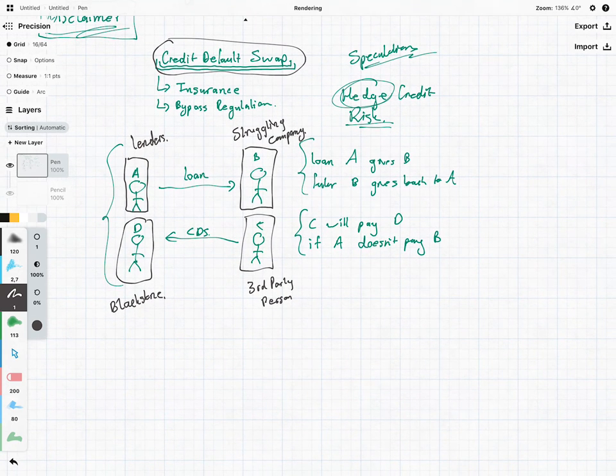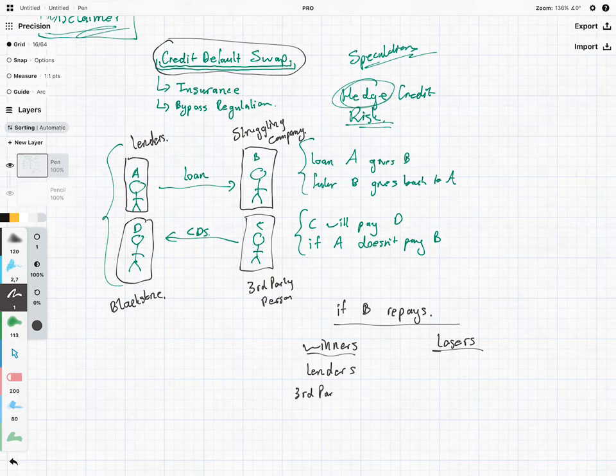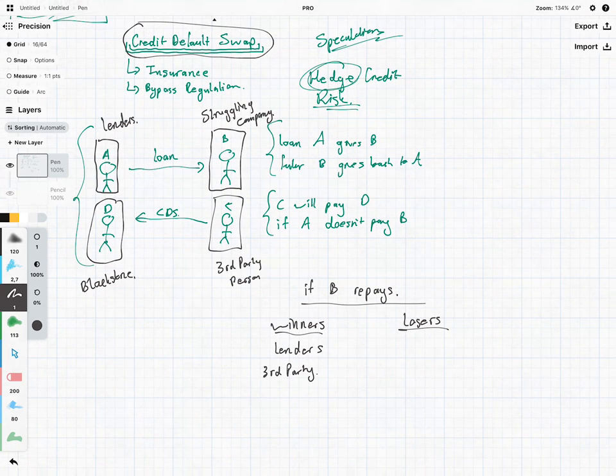And I'm just going to write it out here: if B, the struggling company, repays, then we will have certain winners and certain losers. The winners, if the struggling company repays, are going to be the lenders because they're getting their money back plus interest, and the third party that wrote the credit default swap because they get to keep the premium and they don't have to repay the amount. So the loser is then going to be BlackStone.